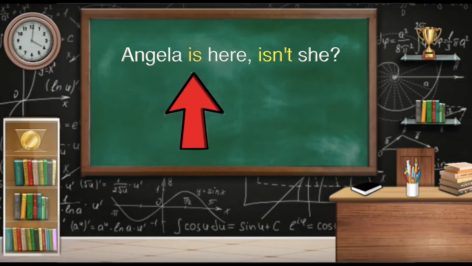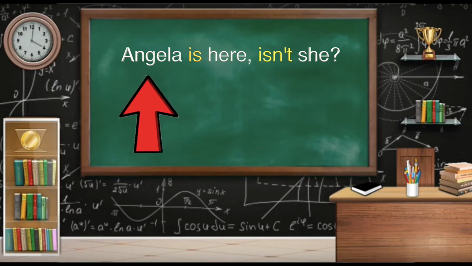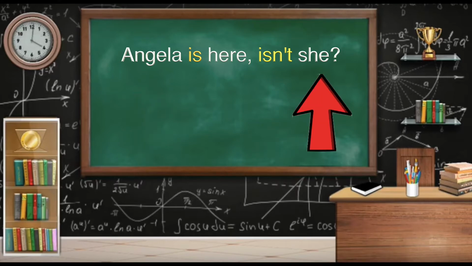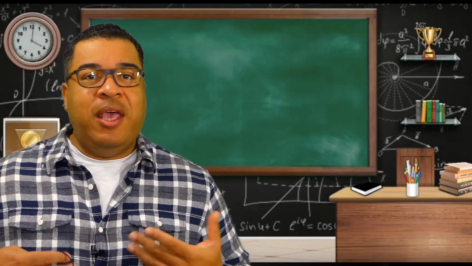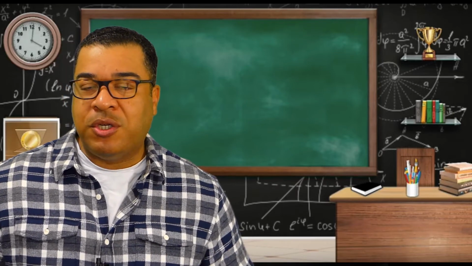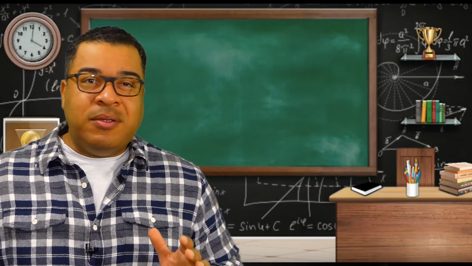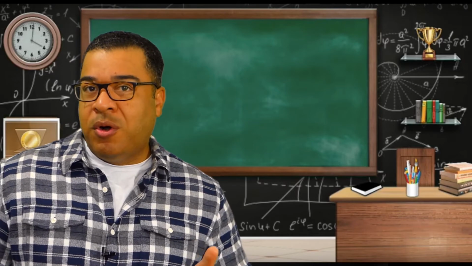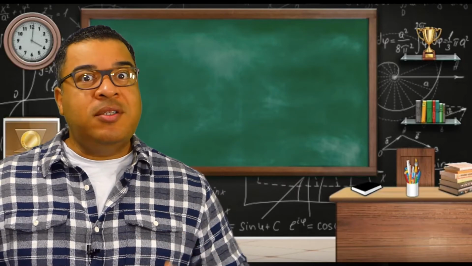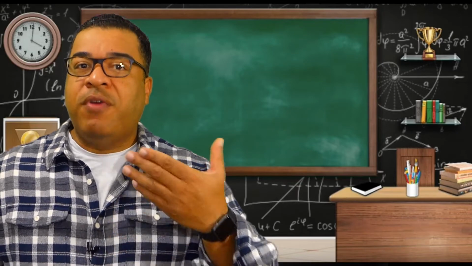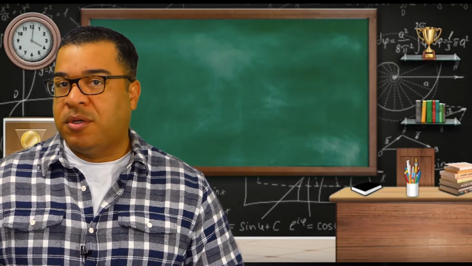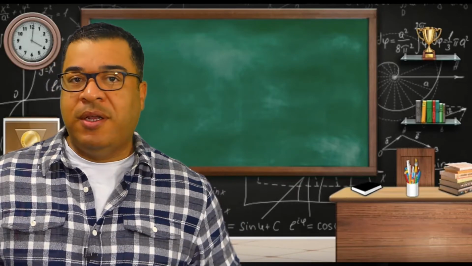So is becomes isn't, and Angela becomes she. You just turn it around. You're just confirming, just making sure of information. Now, the great thing about tag questions is that it helps you confirm information. Maybe you're 70, 80% sure about something, but just to make sure, you can use tag questions to confirm your information is correct. Let's take a look at another one.